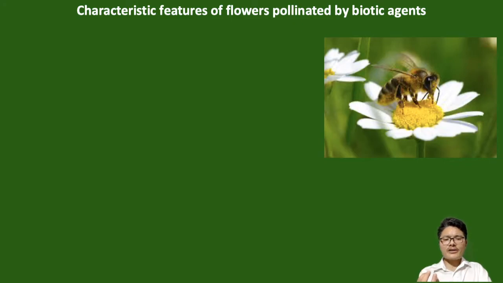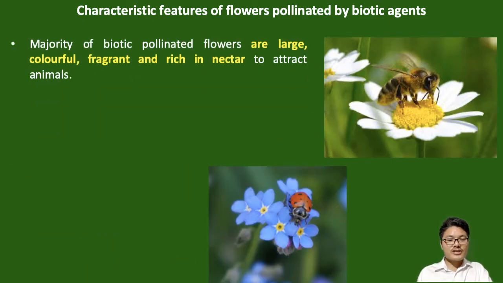Now, what are the characteristics of flowers which are pollinated by biotic agents? Let's quickly look at the characteristic features of flowers which are pollinated by biotic agents. The majority of animal pollinated flowers are large, colorful, fragrant, and rich in nectar, mainly to attract animals.